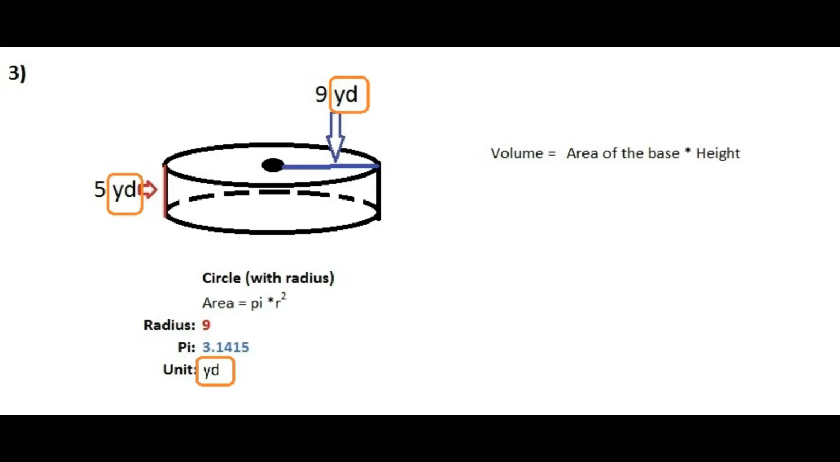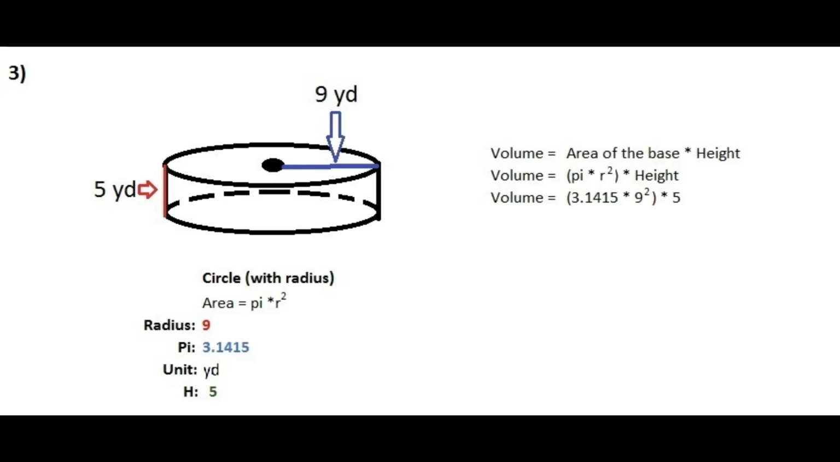And our units here are yards. And the height, of course, is 5, and that's the second half of the volume formula. Okay, so now we have all the pieces we need. We just need to work through the math. So the volume is pi times radius squared, the area of a circle, times height. The volume is 3.1415 times 9 squared times 5.